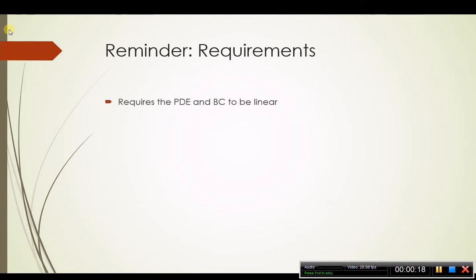The first requirement was that both the PDE and the boundary condition had to be linear. Basically, for an operator to be linear, if you apply L to a linear combination of u1 and u2, you should be able to say this is equal to a linear combination of L of u1 and L of u2.